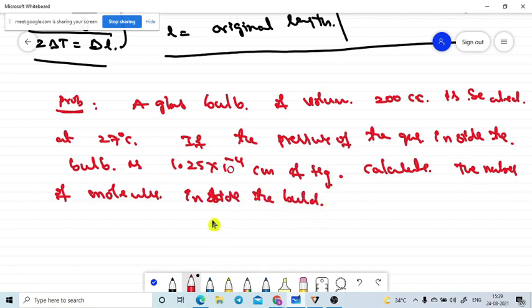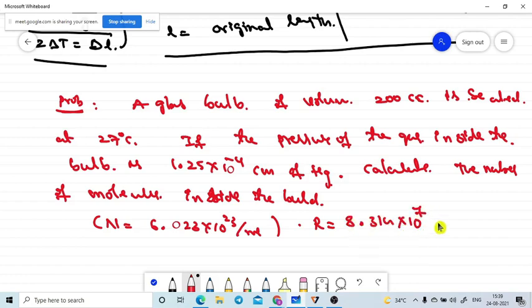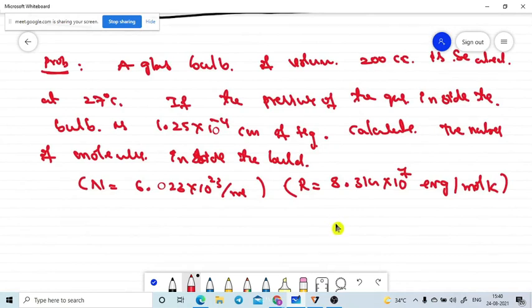They have given some constants. Avogadro number N is equal to 6.023 into 10 to the power of 23 per mole, and the ideal gas constant R is equal to 8.314 into 10 to the power of 7 erg per mole Kelvin. We need to use these values. It is better to write what they have given first of all, and after that we will proceed to the solution.